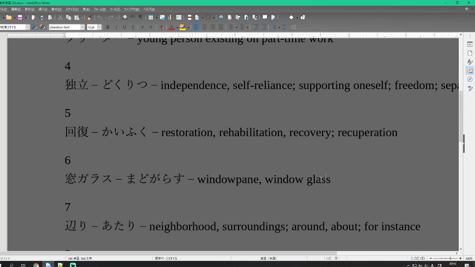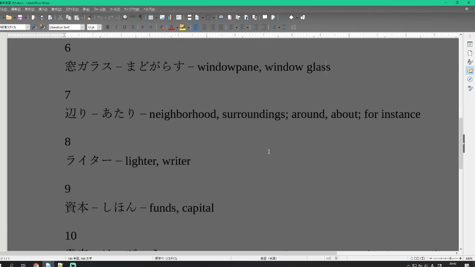Number 7 is atari, a kanji meaning around, an area or neighborhood. Atari is a neighborhood or surroundings, or it can mean, for instance, taking things from around you that are nearer to you than the actual subject. For example, for instance, neighborhood and surroundings is atari.